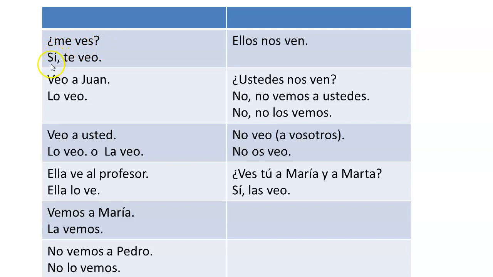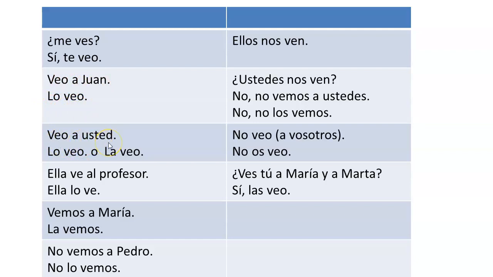The answer, if it's yes: sí, te veo. You, I see, te veo. Veo a Juan, I see Juan. If I want to substitute something for Juan, make it simpler, I could say, lo veo, I see him. Veo a Juan, I see Juan. Lo veo, I see him.